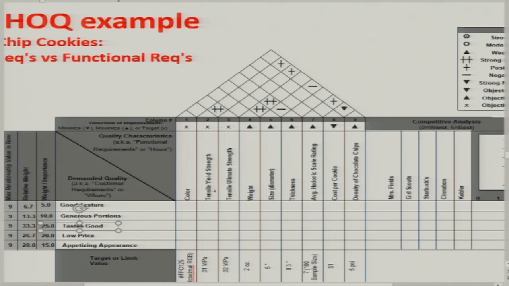The strengths, that is the ultimate strength and yield strength, have a strong correlation. The weight and size have a strong correlation. The bigger the size, the more the weight. Similarly, weight and thickness have a strong correlation. A negative correlation example is size and thickness. The bigger the size, the lesser the thickness. And again, a negative correlation is size and density of chocolate chips. If the size is bigger, the density will be lesser.